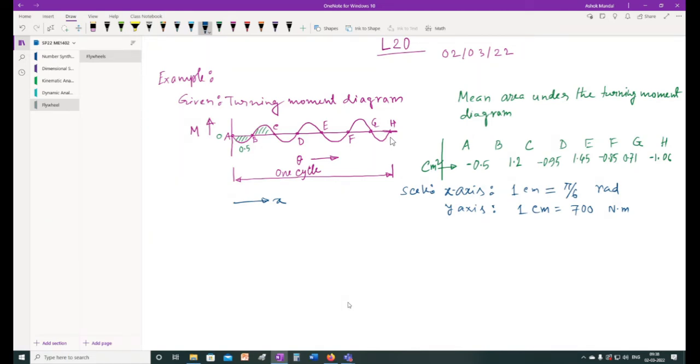The average engine speed is also given: 800 RPM. We have another data given here: the maximum fluctuation of speed shall not exceed 2%.